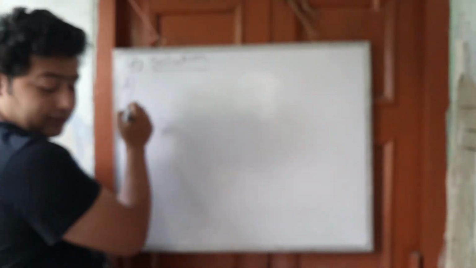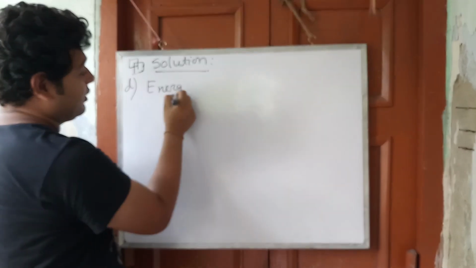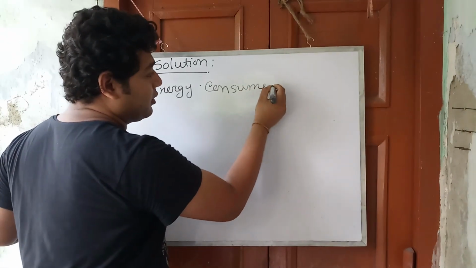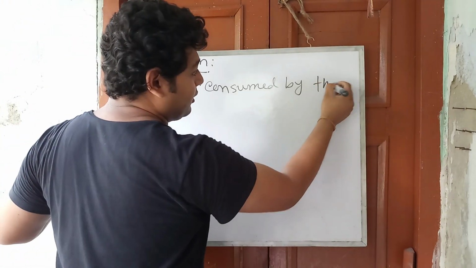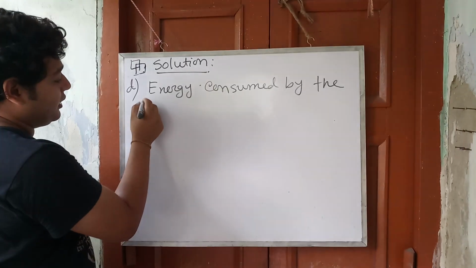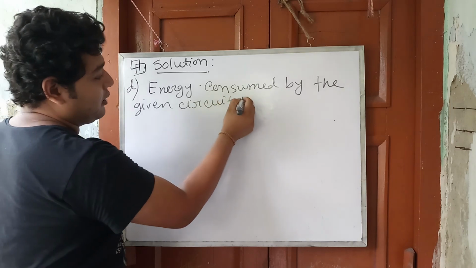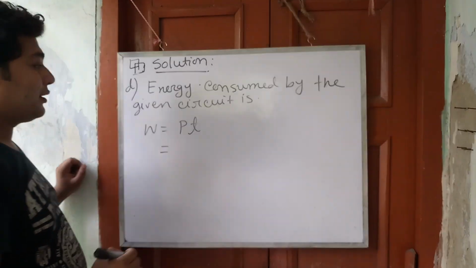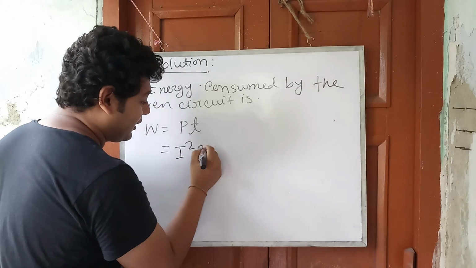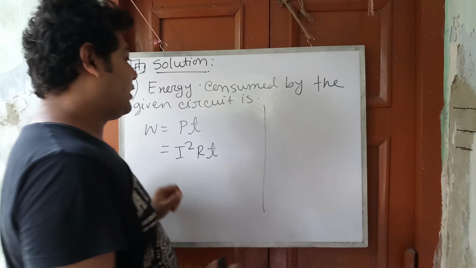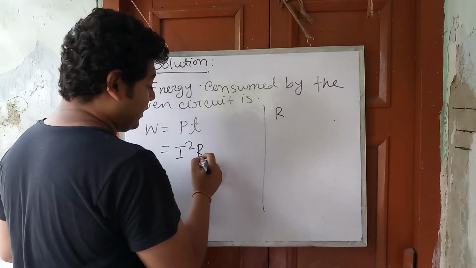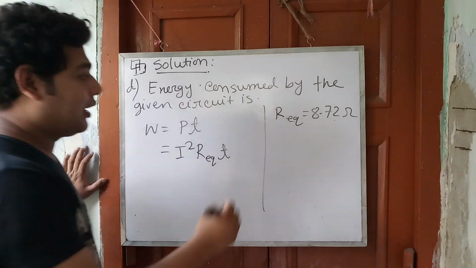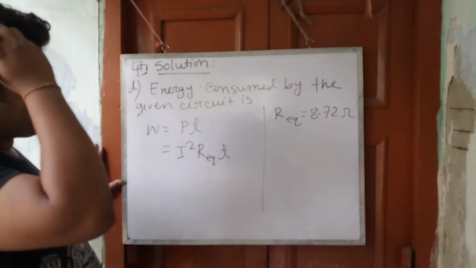So first of all we can write the energy consumed by the given circuit is W equal to PT, or we know that P equal to I square R, so we can write I square R into T. Here we can write the equivalent resistance into T. Our equivalent resistance is 8.72 ohm, and for the given current, we need to calculate the current.